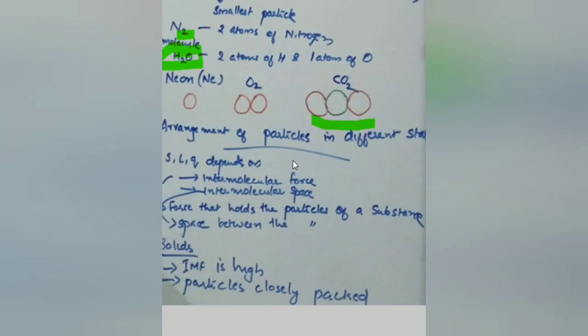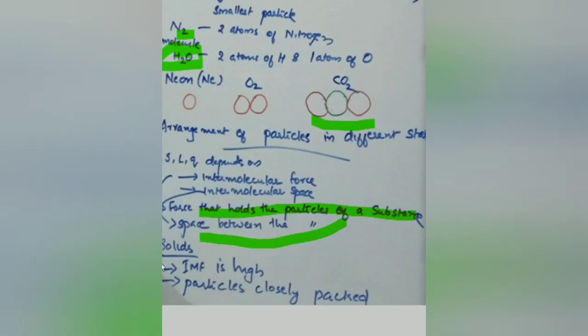Then the arrangement of particles in different states. What is it that it depends on? Matter exists in three phases. They are solid, liquid and gas. What factors does it depend on? It depends on the intermolecular force and intermolecular space. The intermolecular force refers to the force that holds the particles of a substance. So for a substance to hold its position, it has to be bound by some molecular force. That is known as the intermolecular force. And the space between the particles is referred to as what?